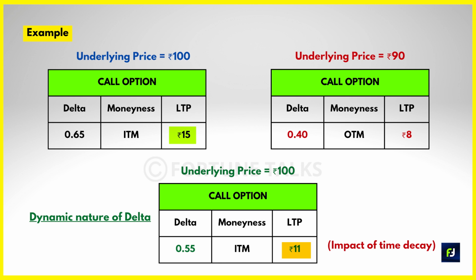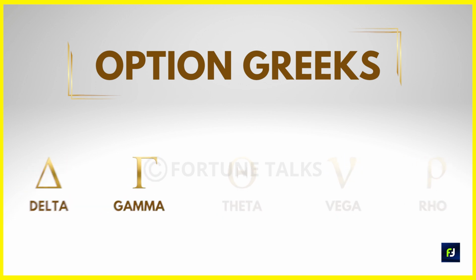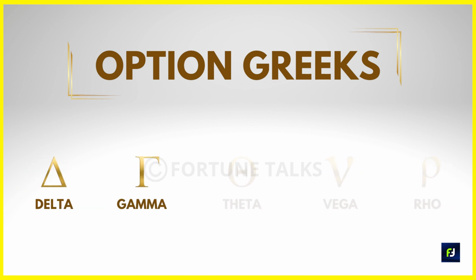So, this is all you need to know about delta up until this point. Yet we have not yet learned how to gauge or predict the variation in delta due to different factors. So in the next episode, I will talk about another option Greek, which is used to measure the rate of change of delta so as to get an idea of how to calculate the new delta whenever the price of the underlying changes. I hope this video was informative and useful.